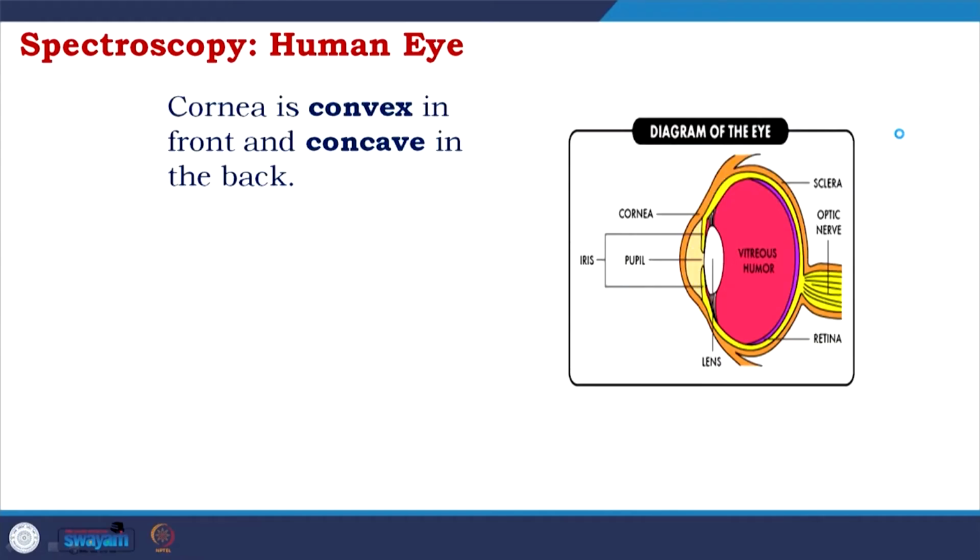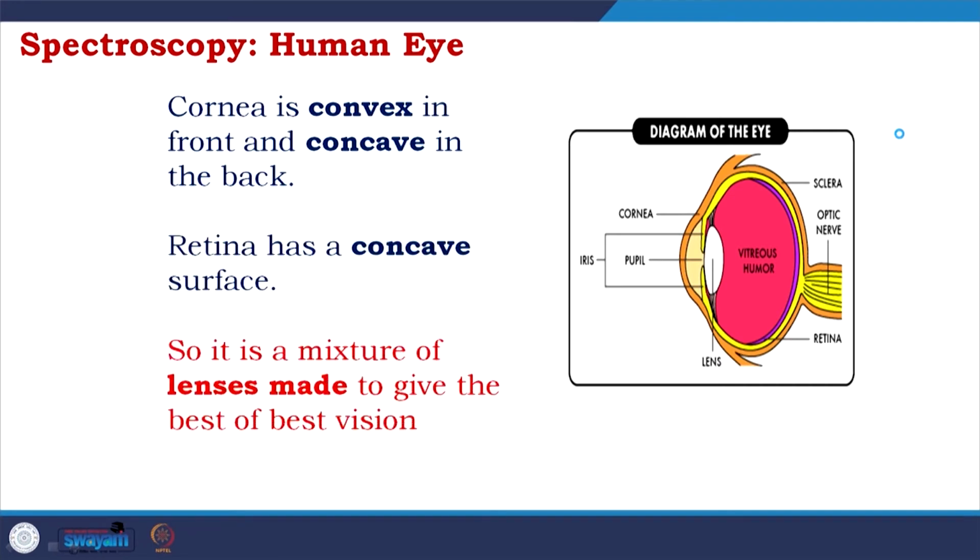Cornea is convex in front and concave in the back. Retina has a concave surface. So, it is a mixture of lenses made to give the best vision. It is just to talk about, because it seems very relevant to spectroscopy.